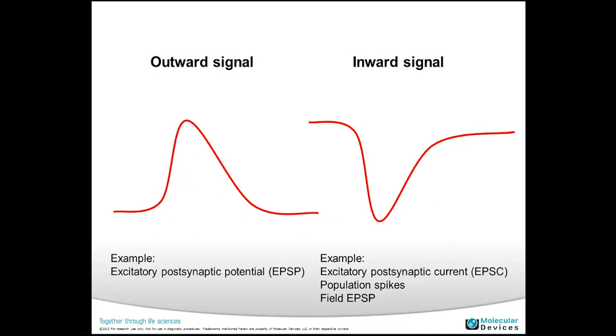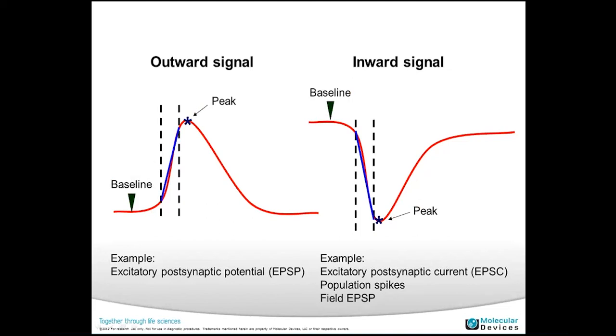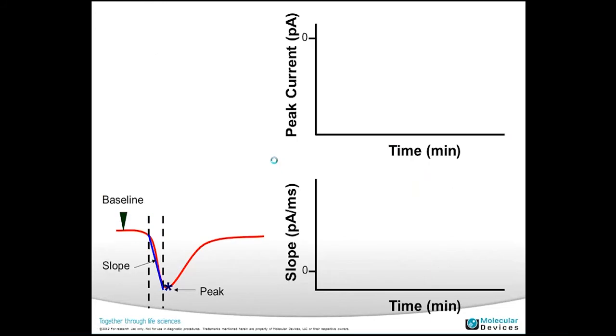Now, this slide just gives you an example. We have an outward signal and we have an inward signal. For example, an outward signal is the excitatory postsynaptic potential, and inward signals are like excitatory postsynaptic currents, population spike, or field EPSP. People are interested in the peak value and also the slope of this event. By using the online statistics, this slide shows a simulation where we have this inward signal, and we continue to measure the peak and the slope.